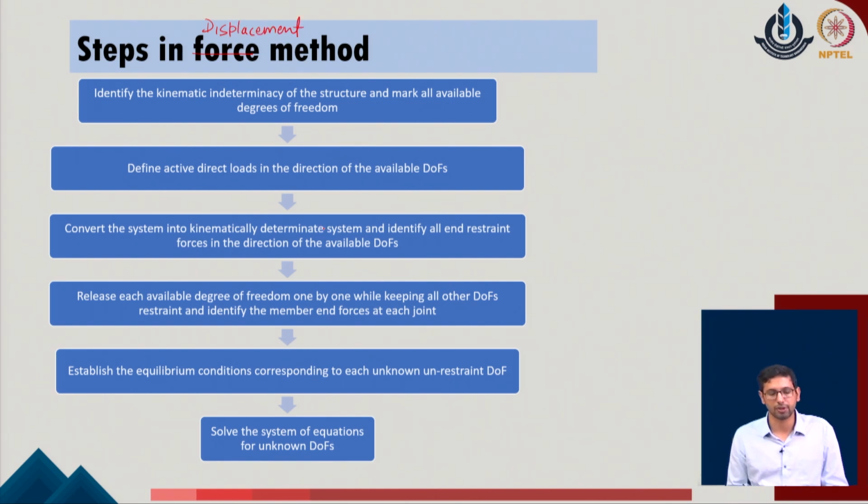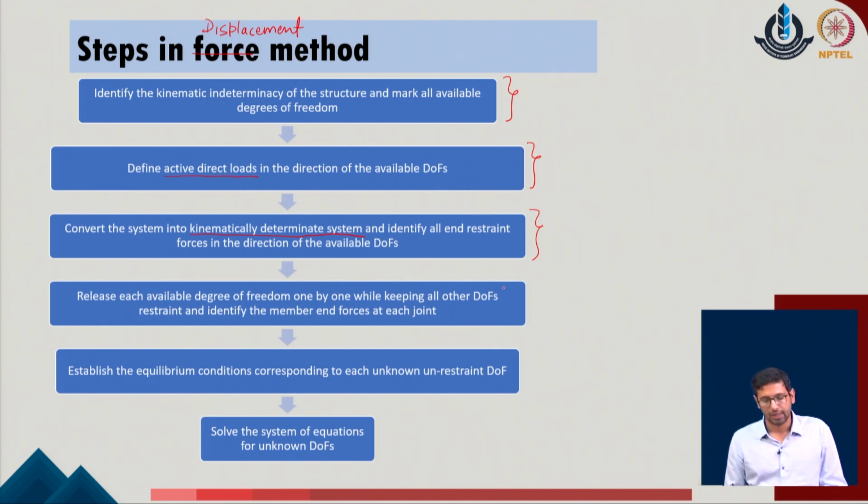As simple steps in the displacement method, we first define the kinematic indeterminacy of the given system. Then we define all the active loads in the given system in the direction of the available degrees of freedom. Then, as a third step, we convert the given original problem into a kinematically determinate system by restraining all the degrees of freedom, and corresponding to the restrained degrees of freedom, we calculate the reactions in those directions due to the active loads of the given problem.